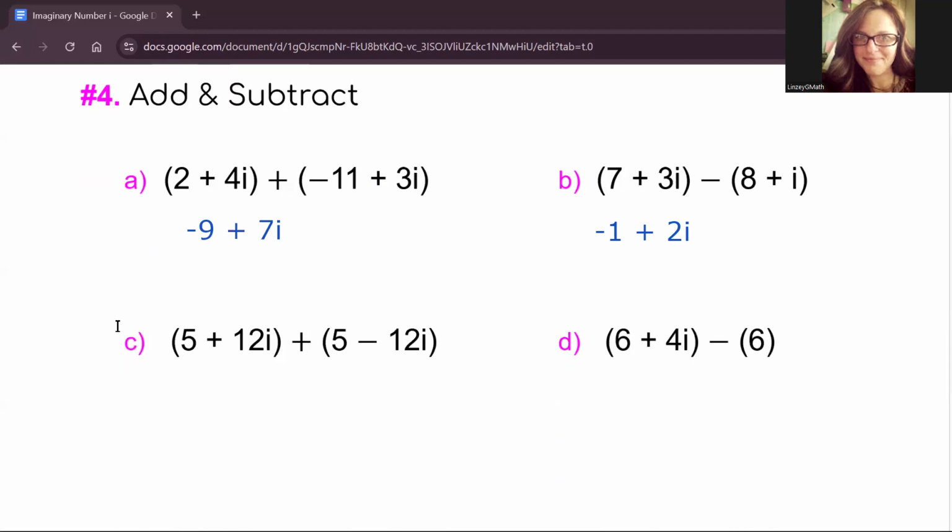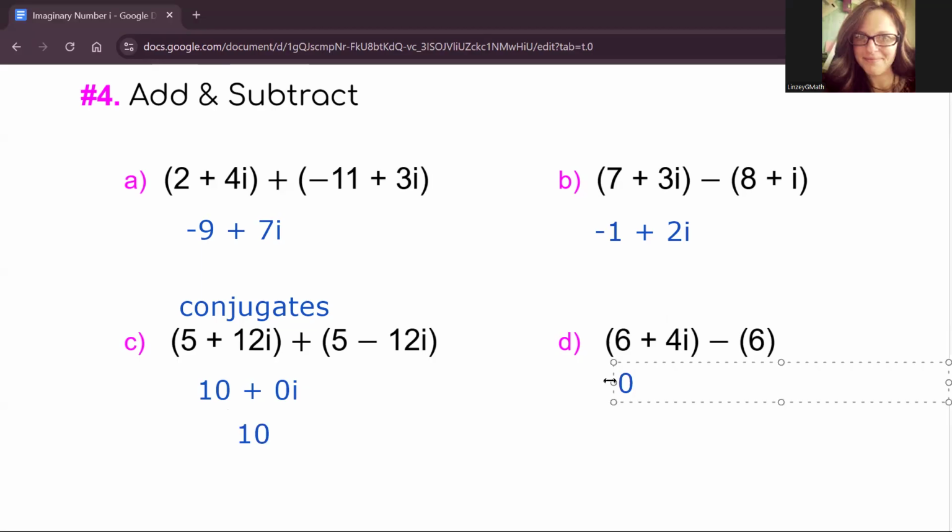C. We are actually adding conjugates. So, interesting result. 5 plus 5, we get 10, and then 12i plus negative 12i, we get 0i. So we are just left with the real number 10. And D, 6 minus 6 is 0, and 4i minus nothing is just 4i. So we're left with the imaginary number 4i.